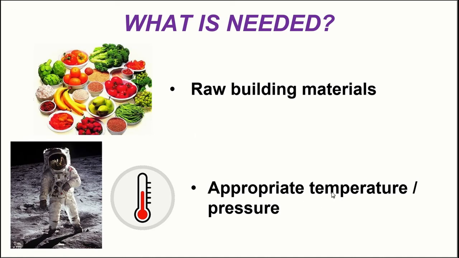And we also need an appropriate atmospheric temperature and pressure, because the chemical reactions that sustain life really only occur within a very specific range of temperatures and atmospheric pressures. And so we need that in order to be able to keep those processes going at a rate that will sustain our existence.